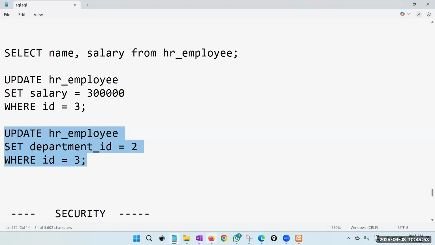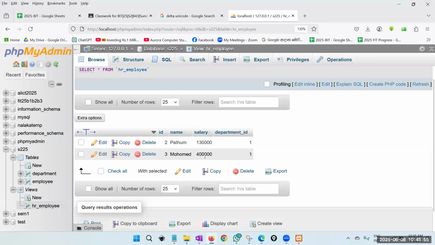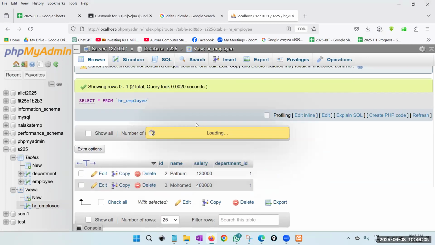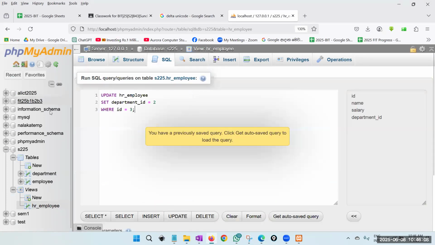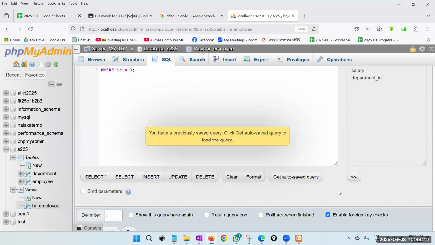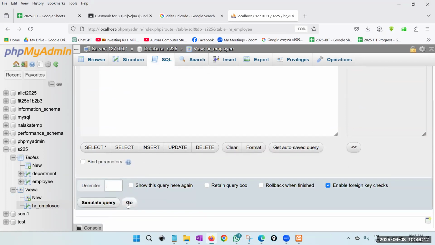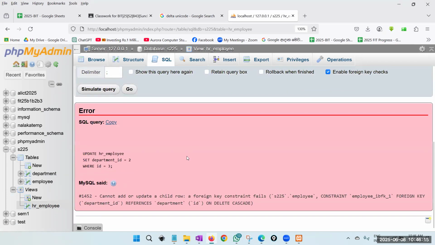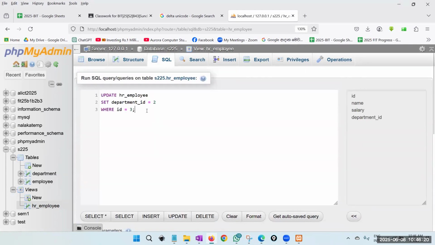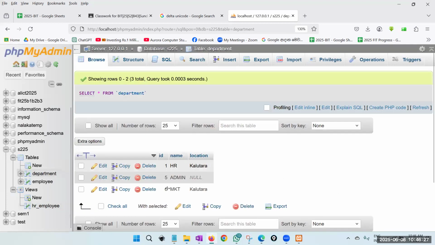We can do this, but then all of a sudden this record is not in the view. You update this view, but now the record is not in the view because this view is only for department ID 1. Now let's execute this, because we changed the department ID to 2. Go. Oh, it says foreign key constraint fail. That means possibly there's no department ID 2 in our table. Let's double check. Yes, there's no department ID 2.